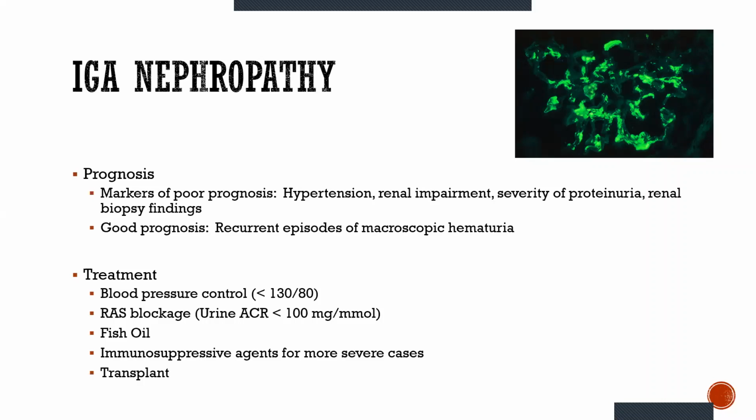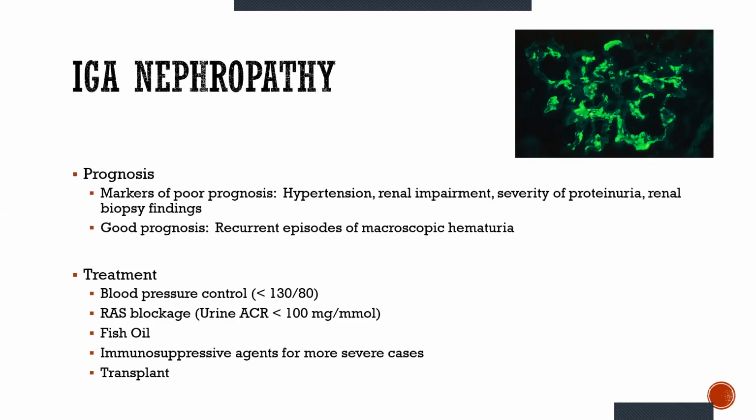So we either choose an ACE or an ARB and optimize the dose until we can get their protein down and their blood pressure down. There is some weak evidence for using fish oil, so omega-3 fatty acids, quite a bit of it. I think it's 3 or 4 grams a day. And there's some observational data that may lead to improved outcomes.